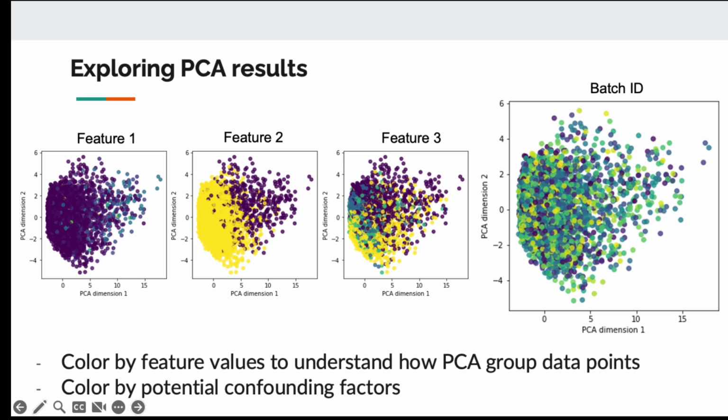And when I color the data points by the batch ID, so these are from different hospitals, for example, you don't see any pattern. This is a good sign that there's no batch effect, because if there is a batch effect, cells or patients from the same experiment or from the same data source will be clustered together somewhere. So we can use PCA to check for batch effect as well, by visualizing.